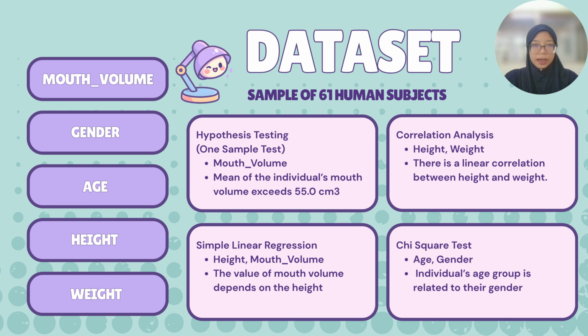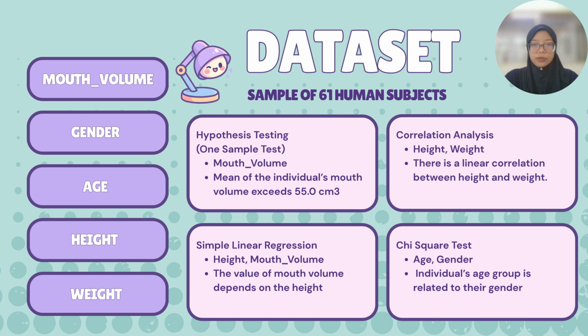Hi, I am Nazira and now I will explain the dataset. The dataset selected for the study is mark volume by measurement, consisting of a sample of 61 human subjects and related physical measurements. Our dataset consists of 5 variables, which are mark value, age, gender, height, and weight. Mark value, age, height, and weight are quantitative variables on a ratio scale. Gender is a qualitative variable, which is nominal.